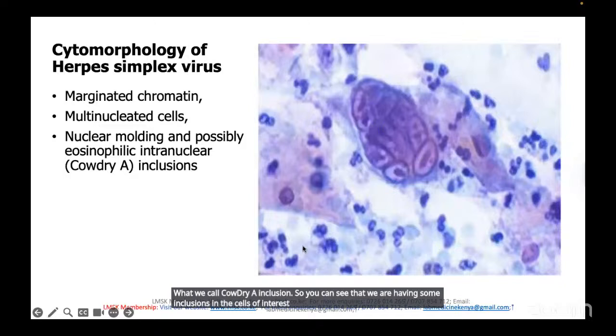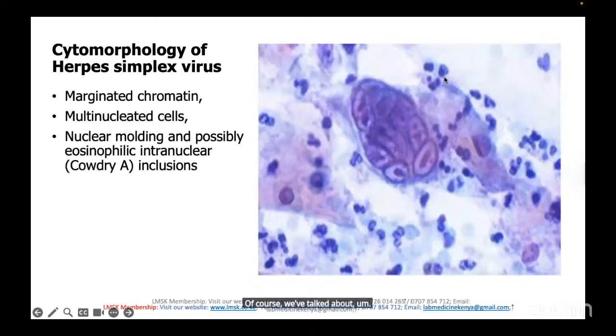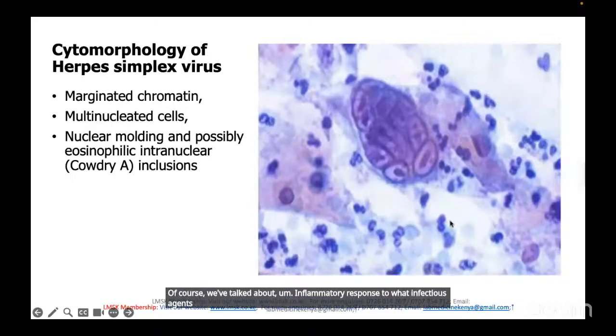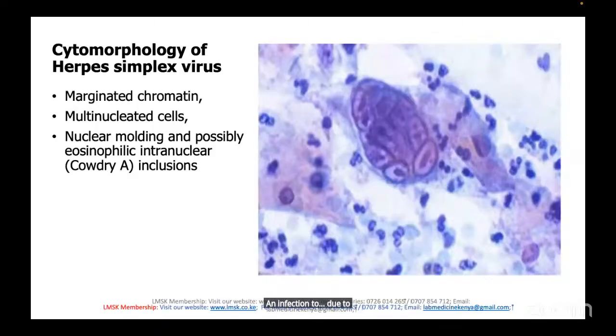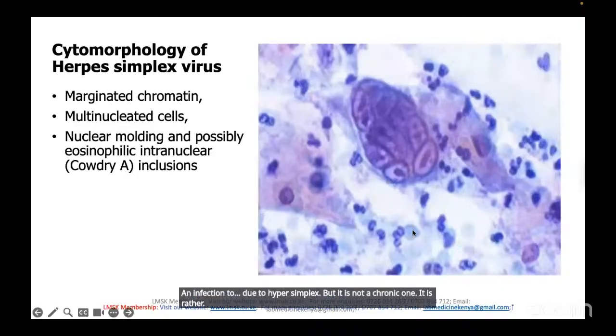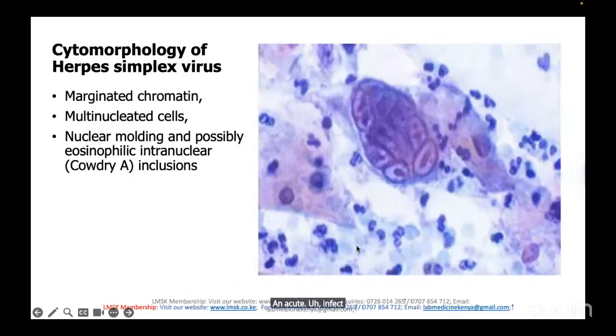In the background are inflammatory cells. Of course, we've talked about the inflammatory response towards infectious agents, that white blood cells or neutrophils are usually recruited. So we are having neutrophils in the background, meaning that this is not chronic infection. Yes, it is an infection due to herpes simplex, but it is not a chronic one. It is rather an acute infection because of the background inflammatory cells, which are the neutrophils.